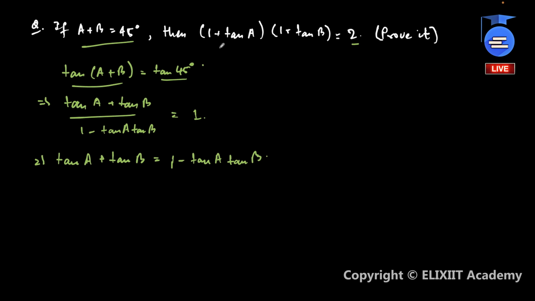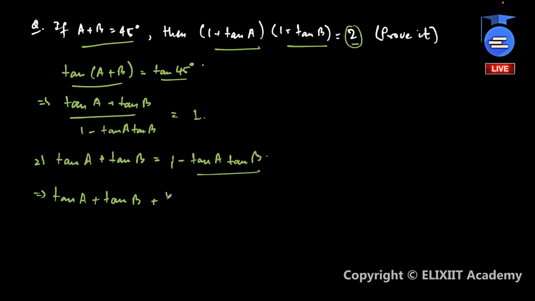What we have to prove is 1 plus tan A into 1 plus tan B equals 2. So we have to bring these into factors, 1 plus tan A into 1 plus tan B. We have to factorize basically. Not so difficult. So tan A plus tan B equals 1 minus tan A tan B. Take all the tan terms on the left hand side, because the right hand side is a constant and the left hand side is in terms of tan.